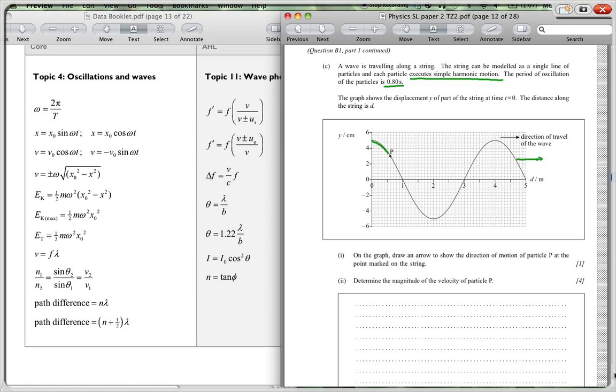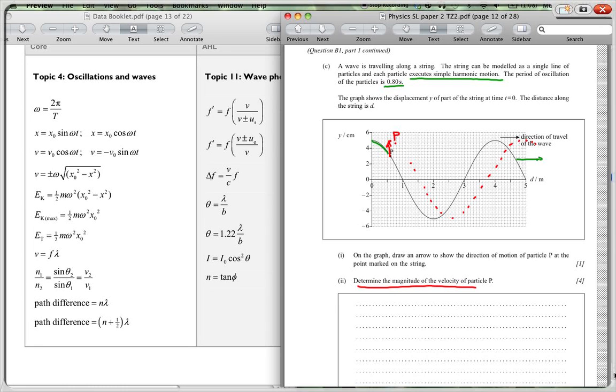So if I just had to draw this in, we would probably get something like this, in the next instant of time. So P would actually be over there. So P must be moving in that direction, upwards. So there's an arrow going upwards.